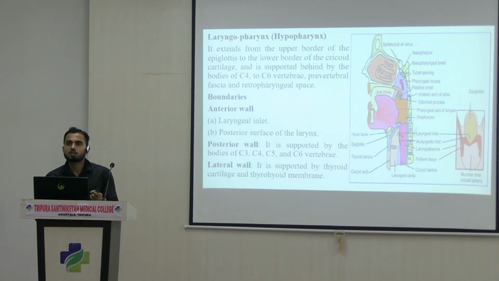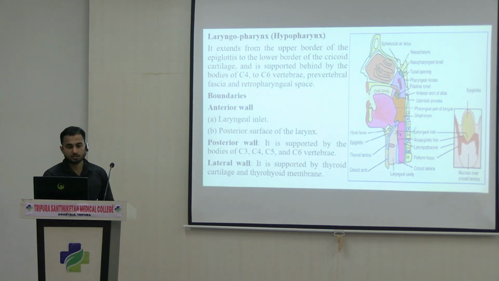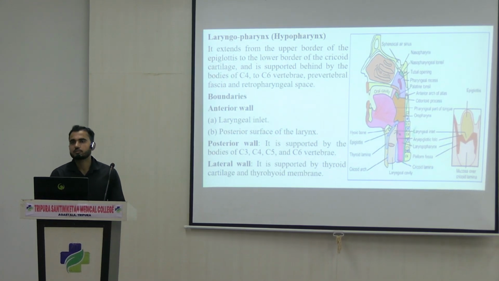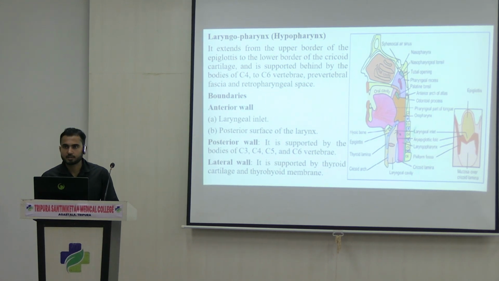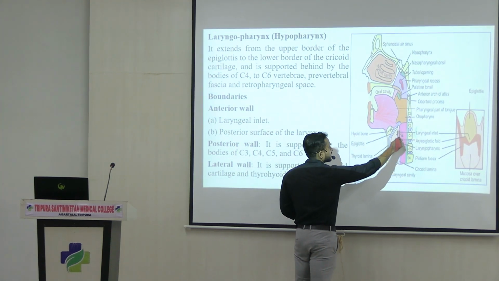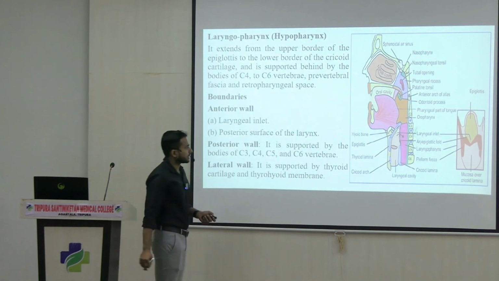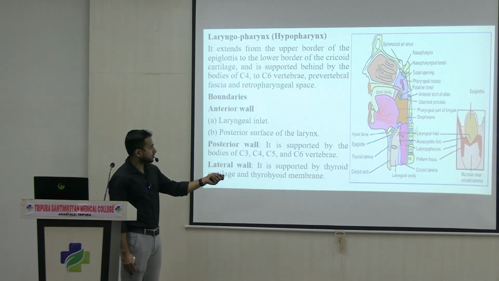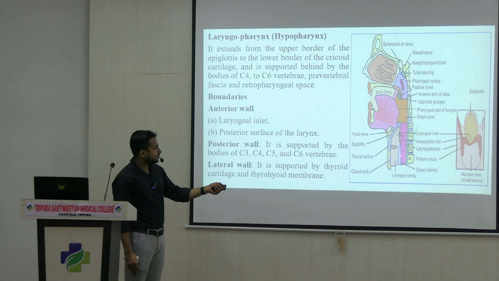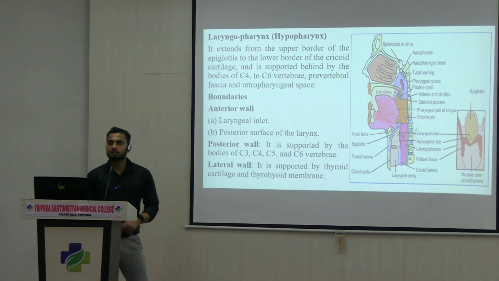Next, if you see the wall, it has an anterior wall and a posterior wall. This part will be the anterior aspect, this is the posterior aspect. If you see the anterior wall, first of all it is made up of the laryngeal inlet. As you can see over here, this is the laryngeal inlet which is forming the anterior wall, followed by the cricoid. So the anterior wall is formed by the laryngeal inlet, and the posterior wall of the larynx is forming the anterior wall of the laryngopharynx.